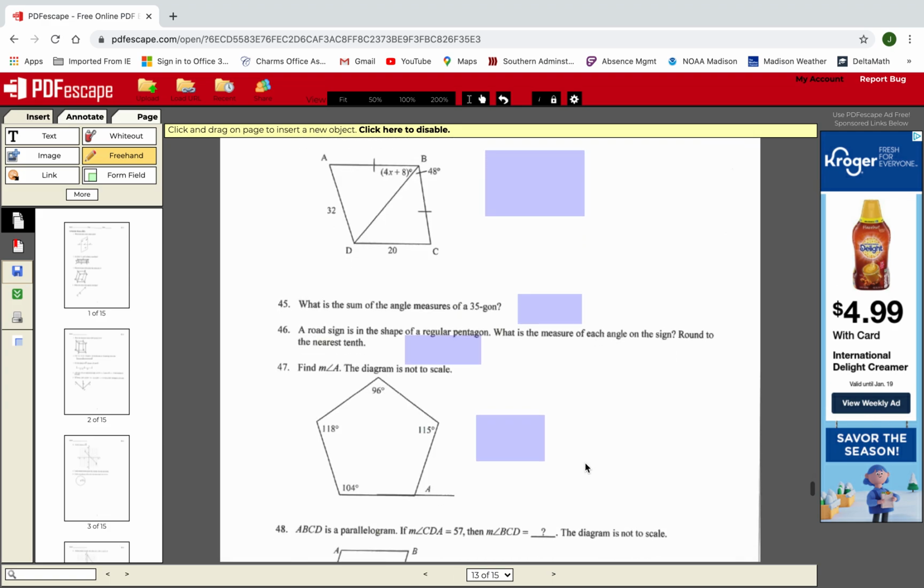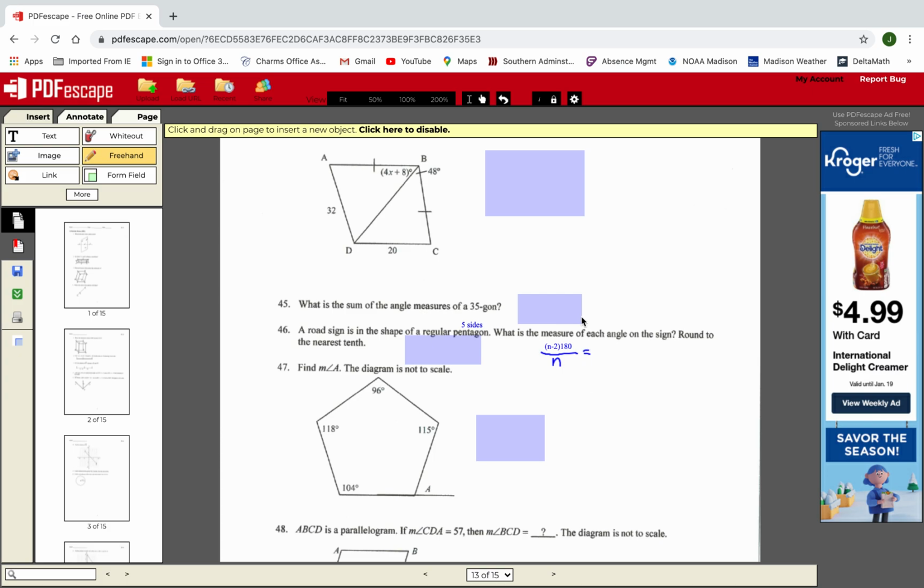On 46, it says a road sign is in the shape of a regular pentagon. How many sides does a pentagon have? 5 sides. Good. Okay, it says what is the measure of each angle on the sign? So to find the sum of the interior angles of a pentagon, we take n minus 2 and multiply that times 180. But this time we're going to have to divide that by the number of sides because it wants each angle. So n minus 2 times 180 divided by n.